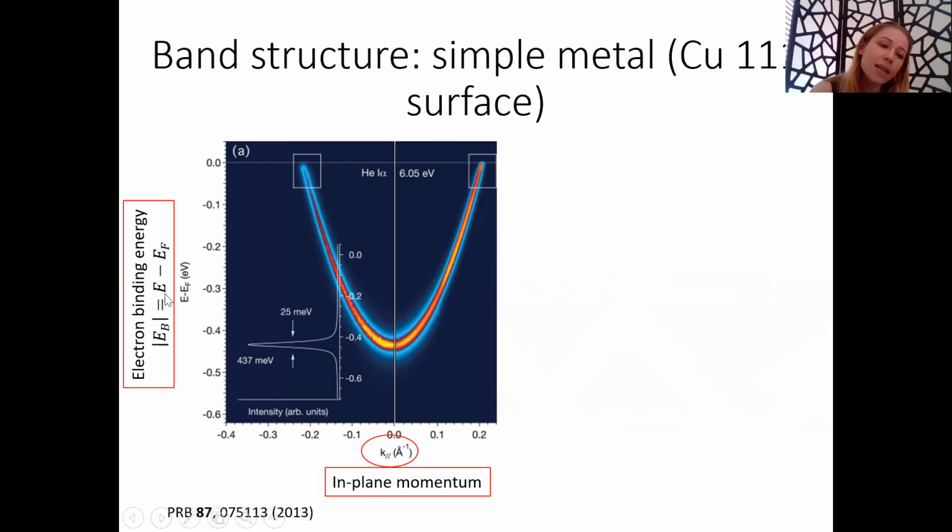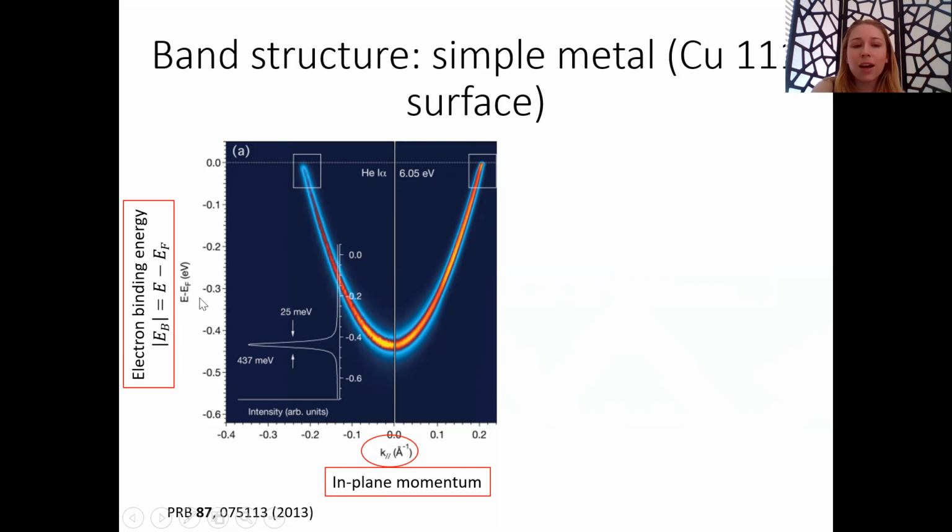The y-axis is the electron binding energy. So, in reference to a couple of slides ago, this y-axis is the binding energy, whose absolute value is equal to the energy minus the Fermi energy. So the 0 represents the Fermi energy, or more precisely, the chemical potential.